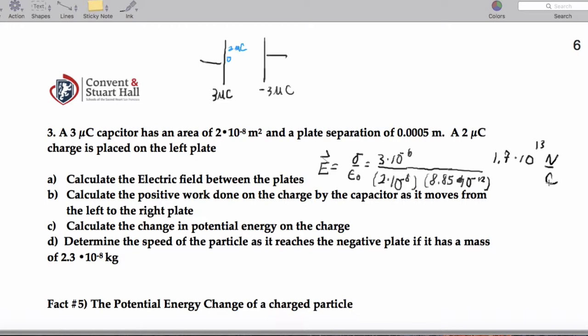Well, let's see the powers. So 8 plus 12 plus... Yeah, that's a realistic number. Okay. Now, let's calculate the positive work done on the charge of the capacitor as it moves from the left plate to the right plate.